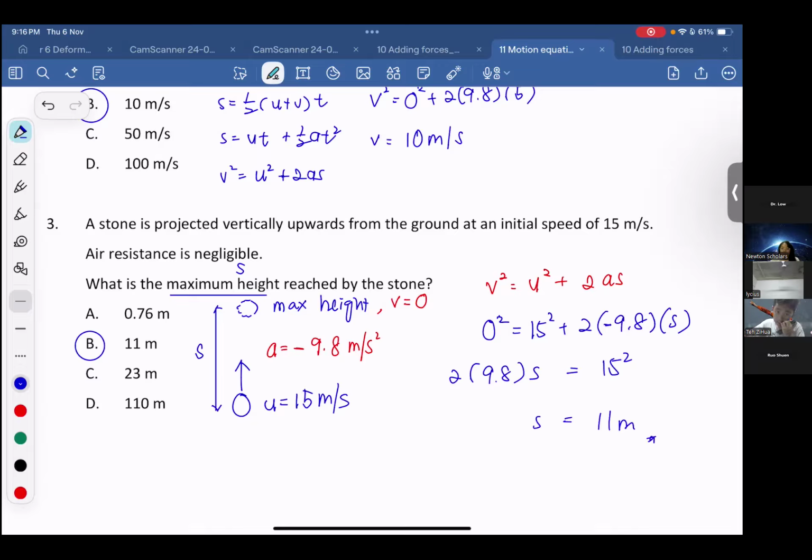So the answer is B. Okay, we go to page number 3. Any question? If no question, give me a response. Then we go to page 3. Is it okay? Okay, let's go.